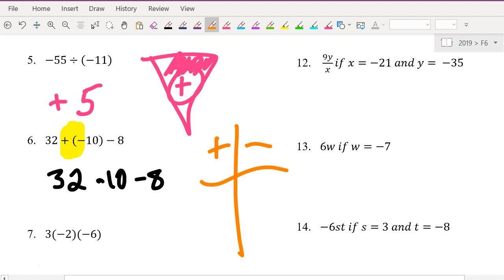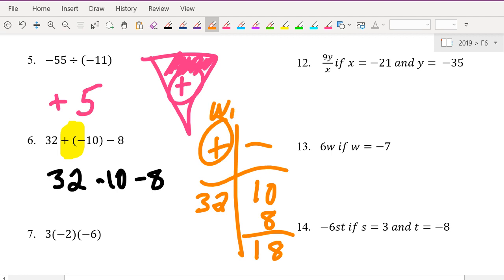So, who scores first? Good guys, and it would be 32. Bad guys score negative 10, and bad guys also score 8. So final score is 18 to 32. Good guys win. How many points do they win by? They win by 14. Positive 14. Good job, sir.